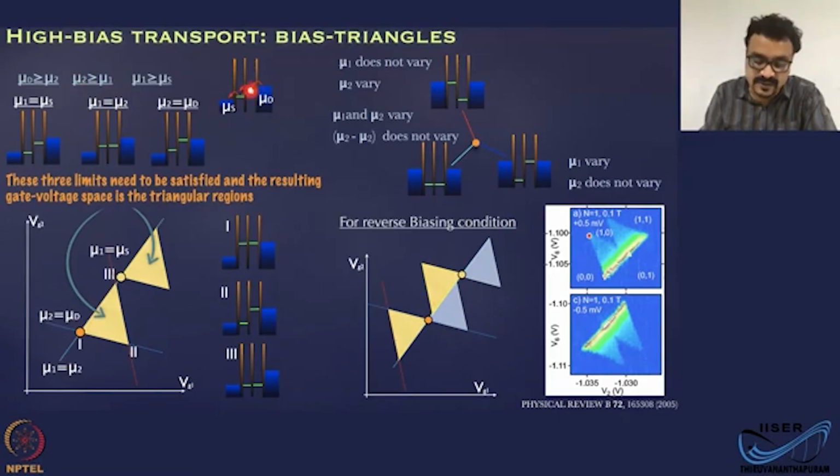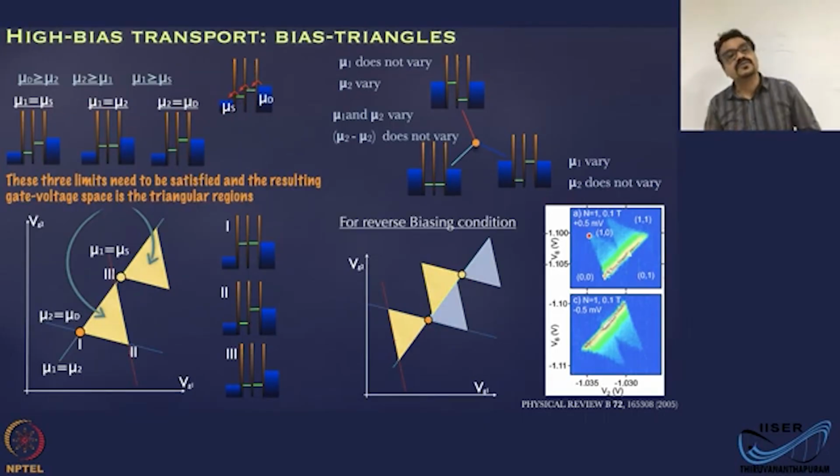Then only the electron in the second dot can tunnel to the first dot, and eventually mu1, the electrochemical potential of dot 1, should be more than or equal to mu s, or mu s should be less than or equal to mu1. Then only this electron can finally reach mu s. What this says is, these equalities are the limiting cases for the current to flow through.